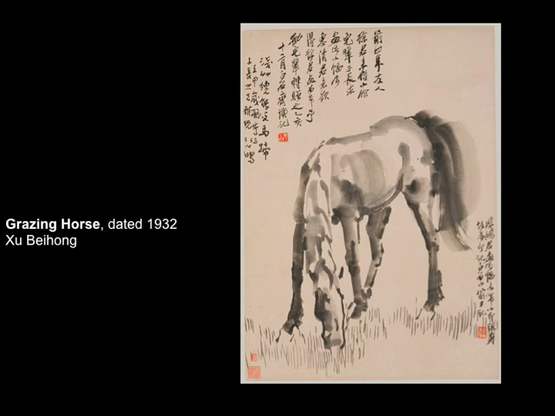Xu Beihong also did traditional literati style painting, and he's as well known for this kind of stuff as he is for his oil painting. So this is a grazing horse painting from 1932, where, as you can see, he's done the painting in a calligraphic style. He's also done the inscriptions on the painting.